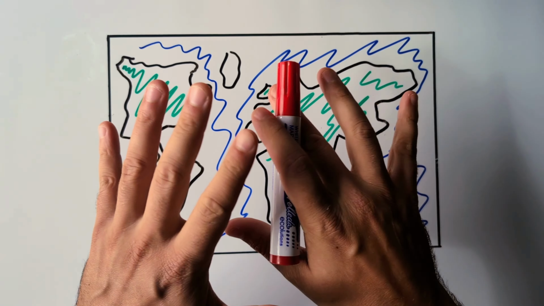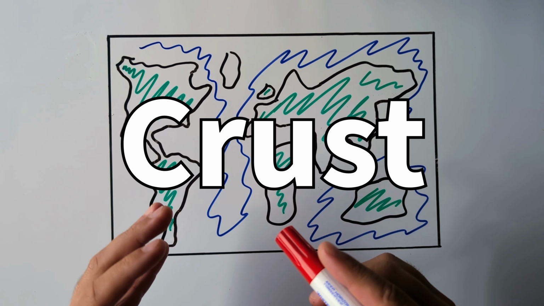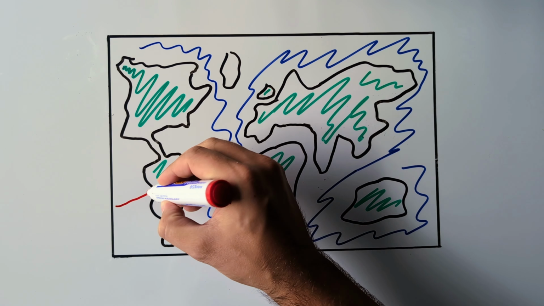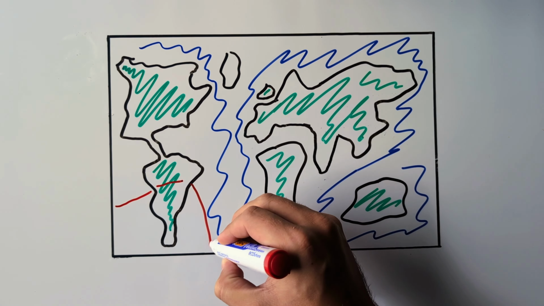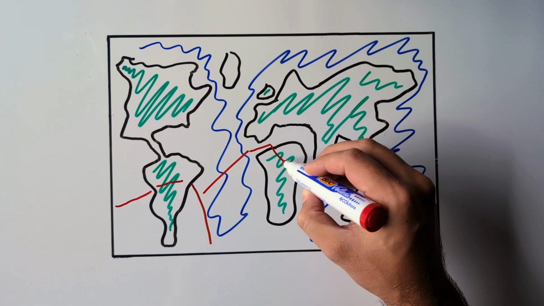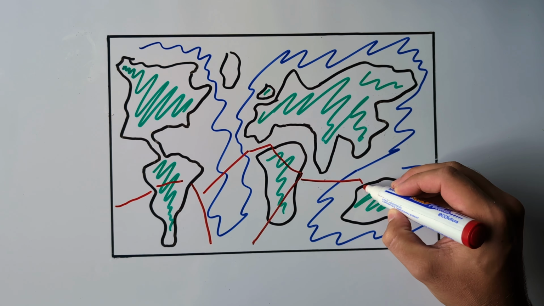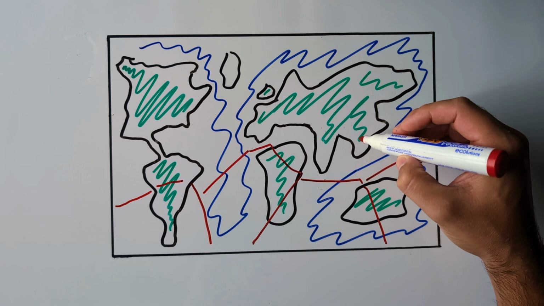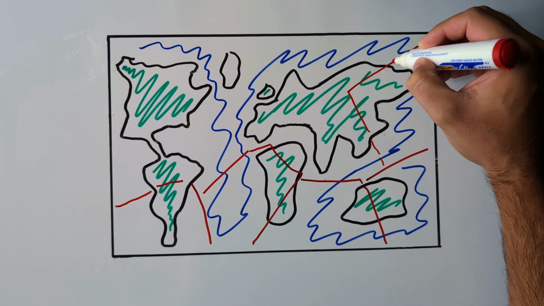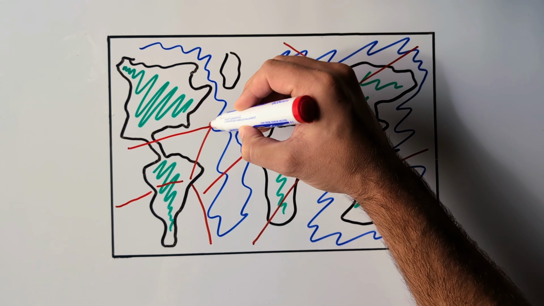Now this is the outer layer of the Earth, which we call the crust. The crust is broken down into tectonic plates. These tectonic plates form the entire surface of the Earth. You can't be on Earth's surface without being on a tectonic plate. Now these tectonic plates are moving.